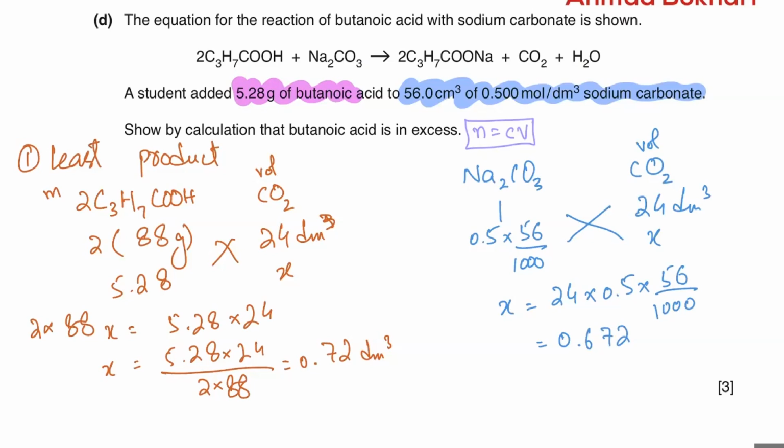So देखें which product is less. The question is least product method. So clearly the amount of gas produced by sodium carbonate is less. तो जो less produce कर रहा है वो limiting reactant है. तो जो ज्यादा produce कर रहा है वो क्या है? In excess. ये word in excess. तो जो कम produce कर रहा है वो limiting reactant है. जो हमारे पास clearly sodium carbonate है क्योंकि वो 0.672 produce कर रहा है while the other one is producing a higher value. So we will say that this shows that butanoic acid is in excess.